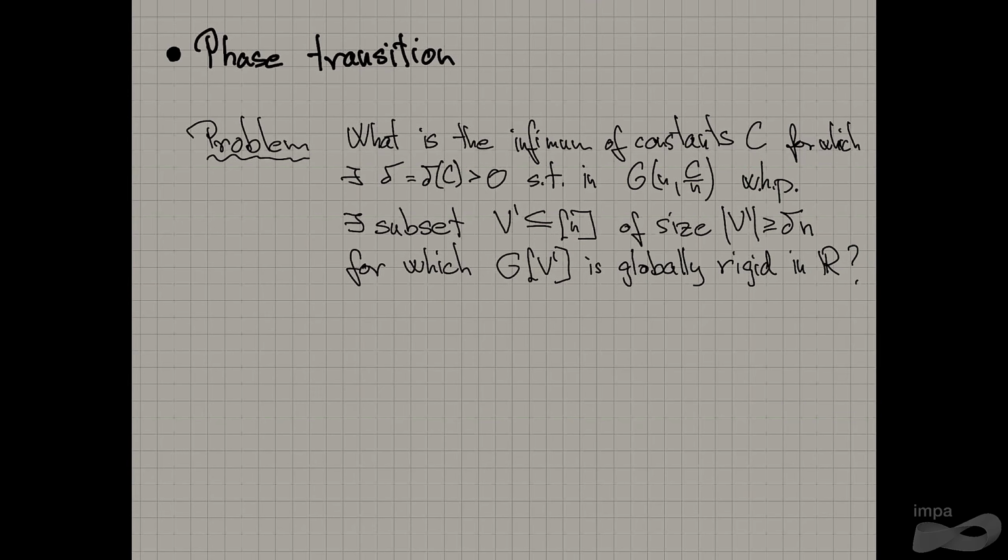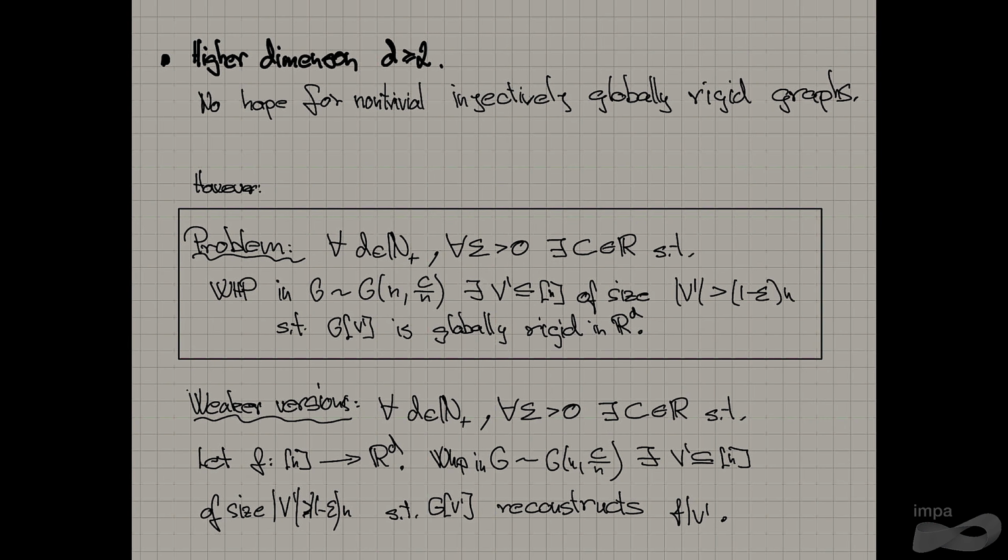For the phase transition, I don't know how realistic it is, but it would be interesting to try to get a better idea about the constant over n when it happens, right? How much you delay it by requiring injective point sets. And finally, there is also higher dimension, right? So you can really think of 3-dimensional birds flying. And of course, here there is no hope for non-trivial injective global rigidity. So you can't do the whole point set. But you can still do maybe almost everything.